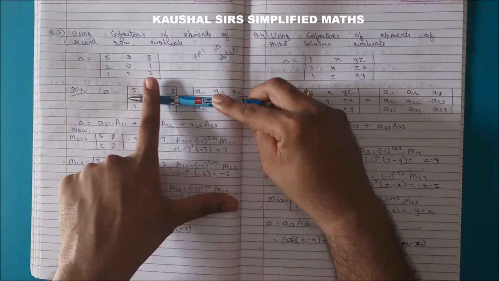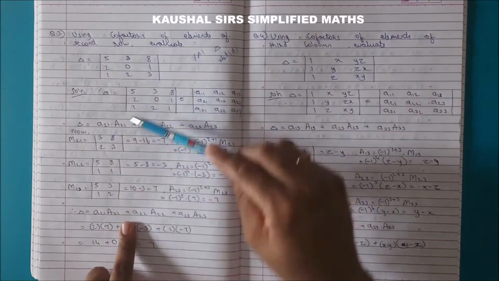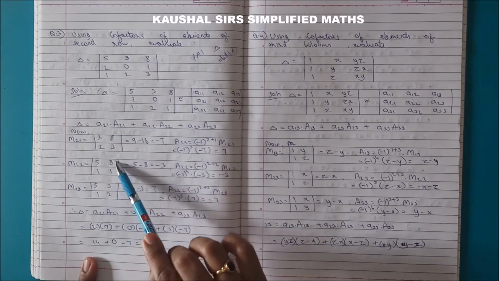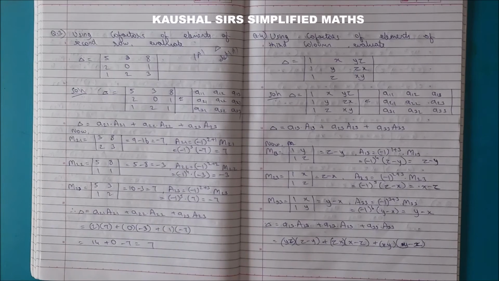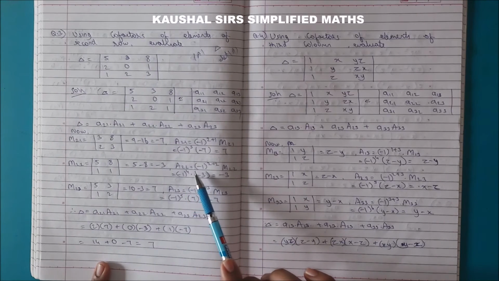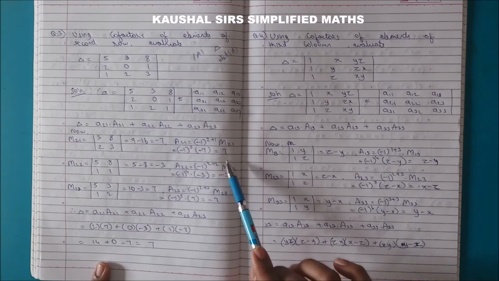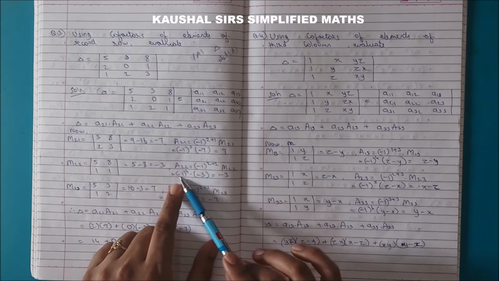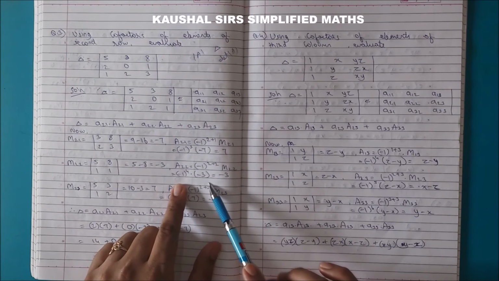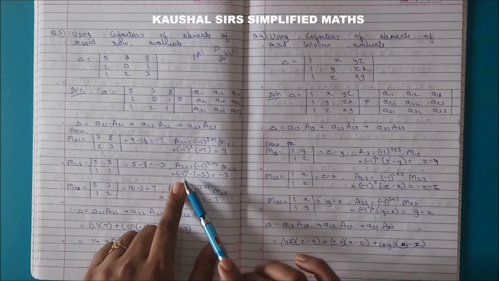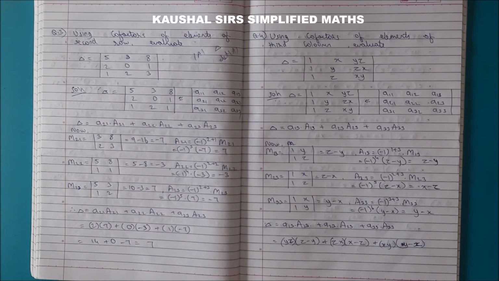How will we get the minor of a22? Cover the second row, second column. So we are left with these four elements. So if you expand this, you get 5 minus 8, which is minus 3. Then you go for the cofactor, minus 1 raised to 2 plus 2 into M22. So minus 1 raised to 4 into M22, what is the value of M22? Minus 3. So actually this is plus 1. 1 into minus 3 is minus 3.